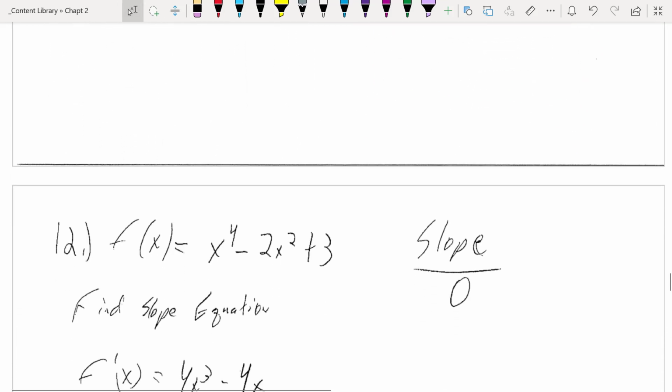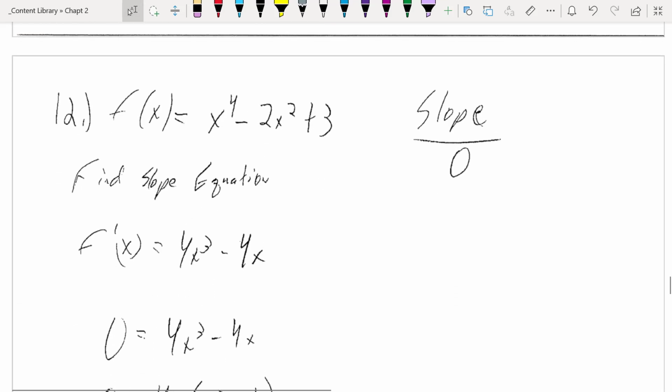Looking at this next problem right here on number 12. Problem number 12 says find all points on the graph of f of x equals x to the fourth minus 2x squared plus 3, at which there is a horizontal tangent line with a slope of 0. So first thing I need to do is go ahead and find my slope equation.